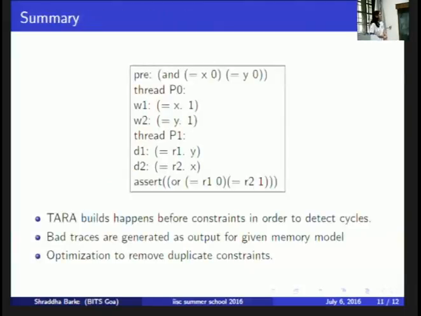So in summary, if we give an input program like this, we'll get the happens before constraints as output, and if thin air constraints are present, we'll get that also as the output. And the software does certain optimizations, like if A happens before B and B happens before C, then A happens before C is removed from the output.